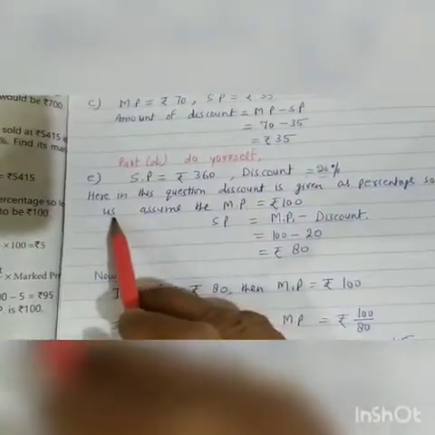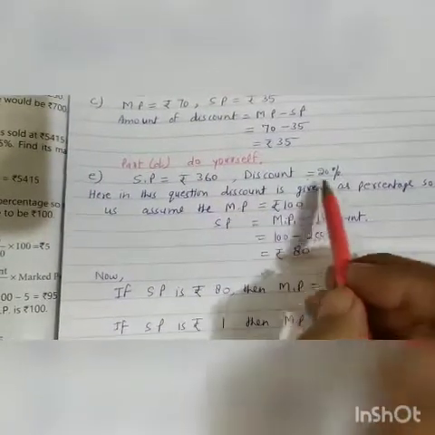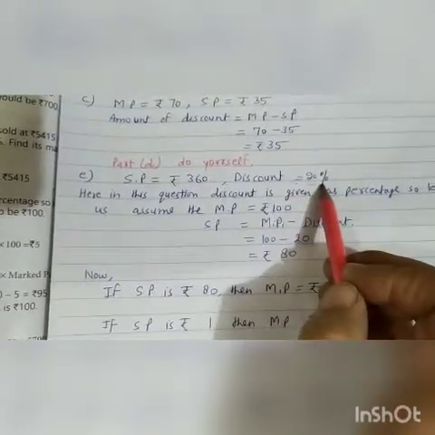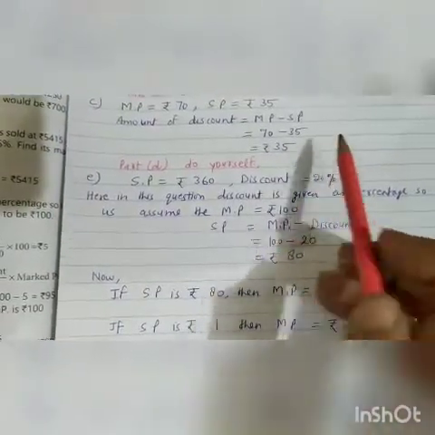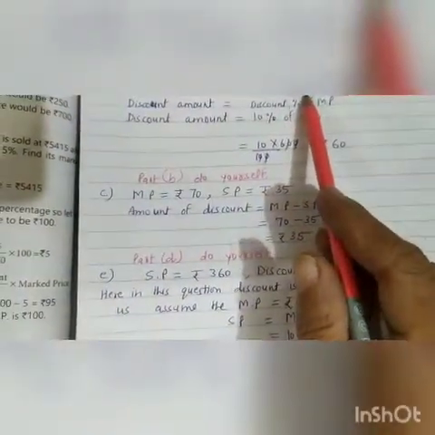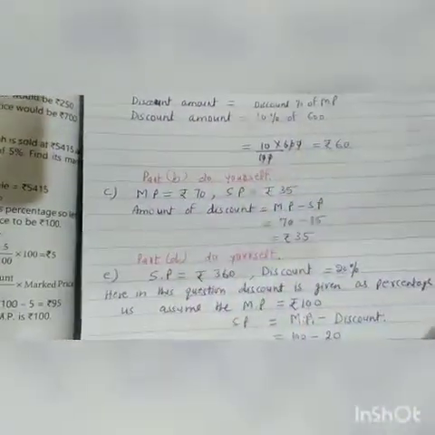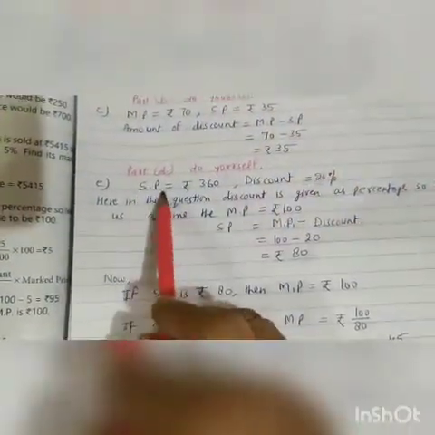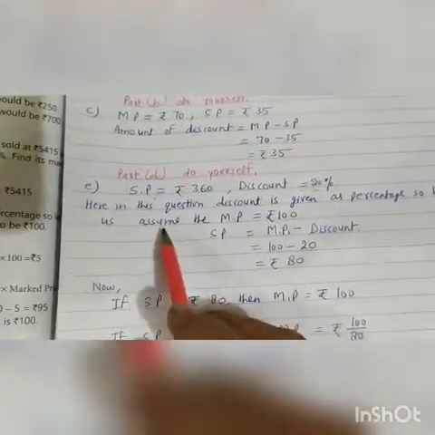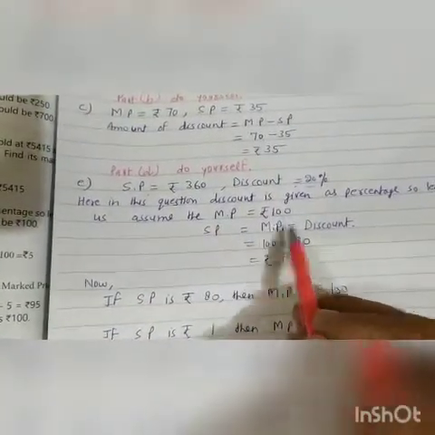So let us assume the mark price. In this question, we will assume the mark price because discount is given in percentage and mark price is not given. You will say that ma'am, discount is also given in percentage in the earlier question. But in that question, mark price is given and we have to calculate only the discount amount. In this question, selling price is given, not mark price. So first we will assume the mark price. Let us assume the mark price is 100 rupees. Then selling price will be mark price minus discount.